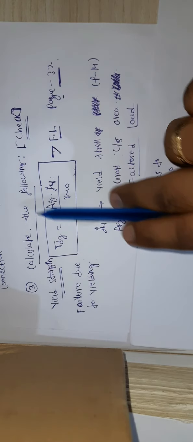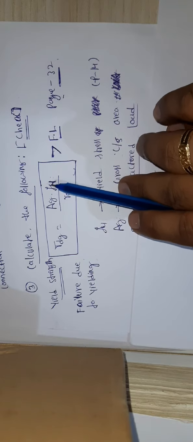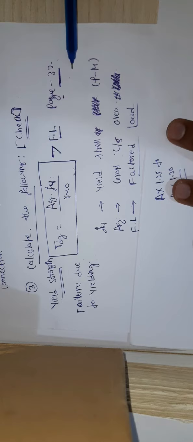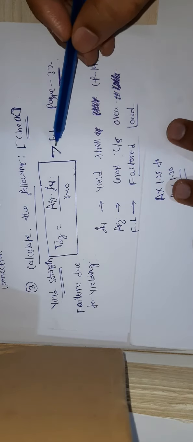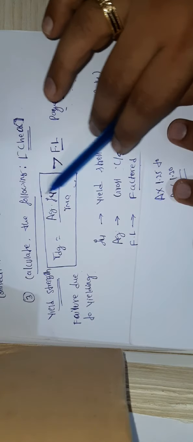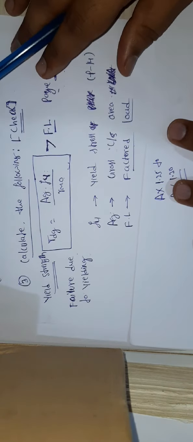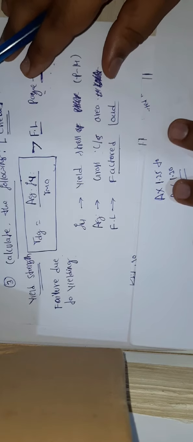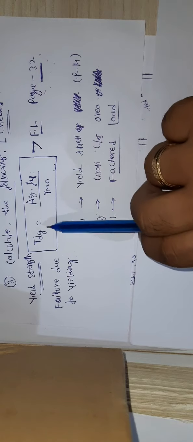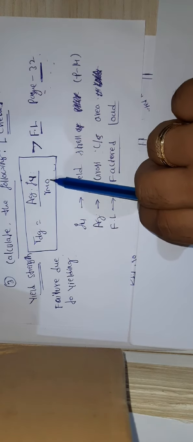Now first, let's take failure due to yielding. You already know the formula for yield strength: Tdg equals Ag into Fy divided by gamma m0. It is there on page number 32. It should be greater than the factored load, whatever you calculate as Tdg. Please remember this. First you need to check for the failure due to yielding, which is given by Tdg equals Ag into Fy divided by gamma m0.